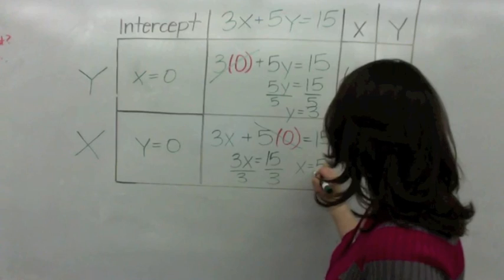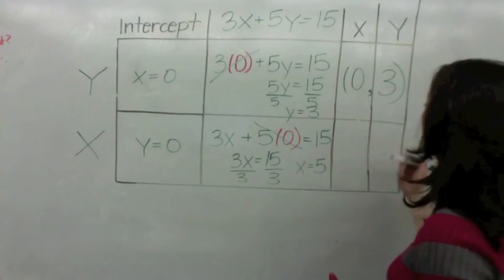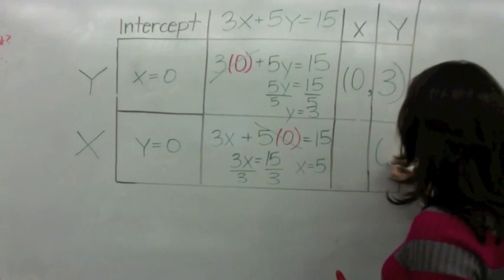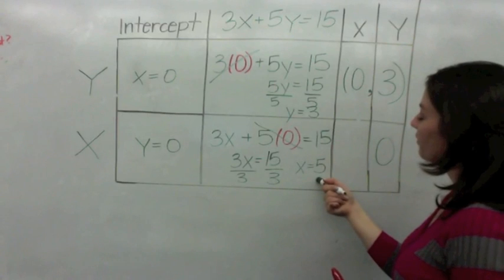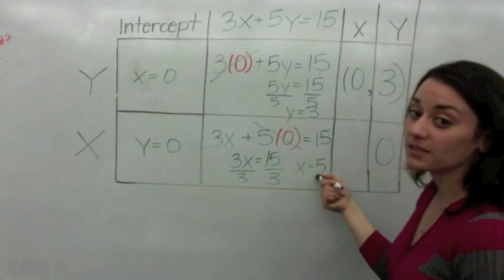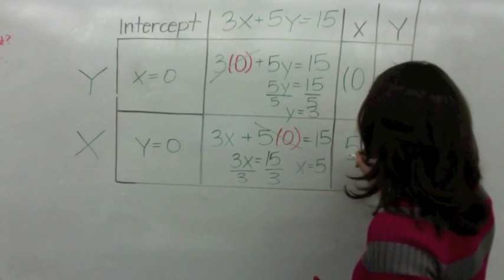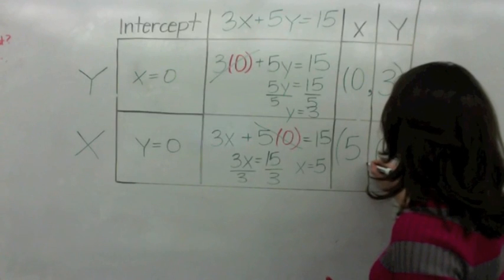It is 5. Now again, y is 0. So where y is, you have to make that 0. And what did we just find for x? What did we find for x? We found 5. That's right. So there's your ordered pair.